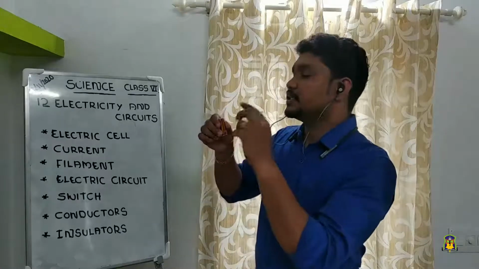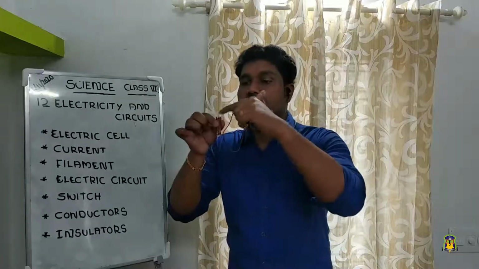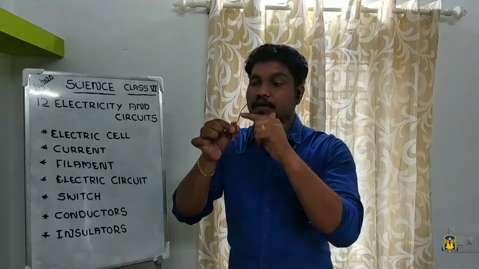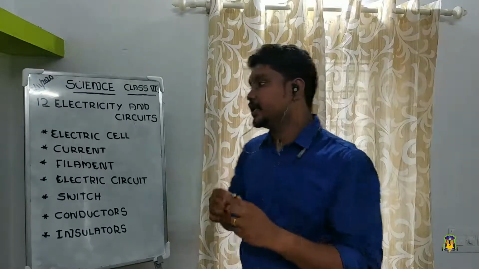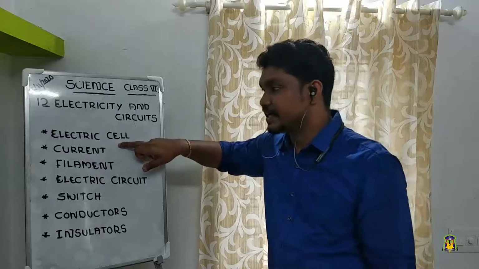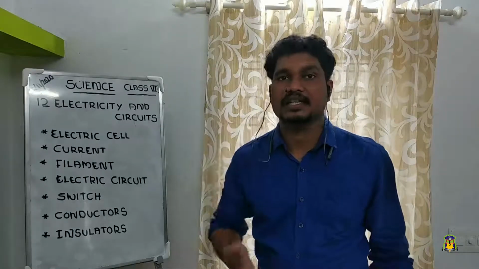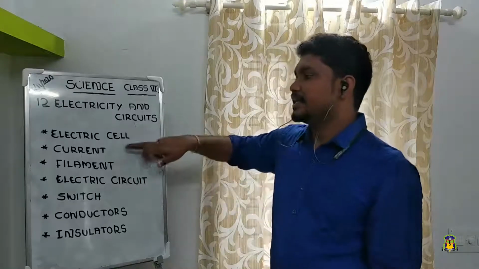Always the charge will flow from positive terminal to negative terminal, from positive to negative. Clear? So we can say that an electric cell is a device used for providing charge for other devices. Clear?